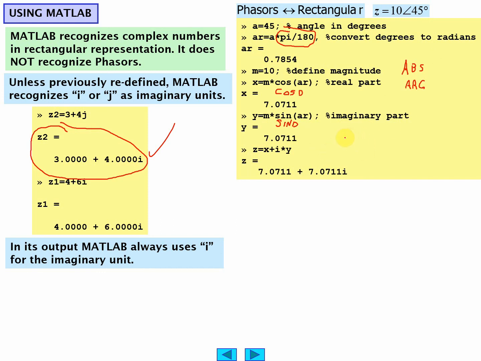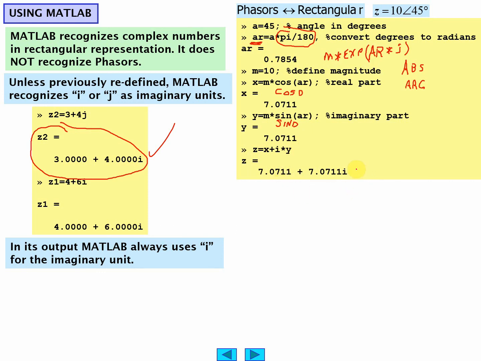Going the other direction, if I have an angle and a magnitude, instead of cosines and sines and stuff, I will just write M times exponential of J times the angle. I do need radians when I use the exponential form. You guys may have noticed me doing that as I solved some of the problems previously. And that should give us the same answer.